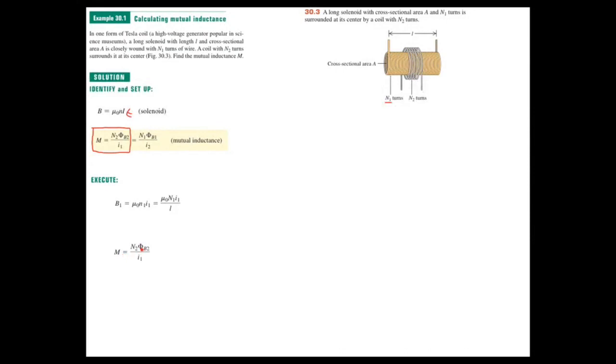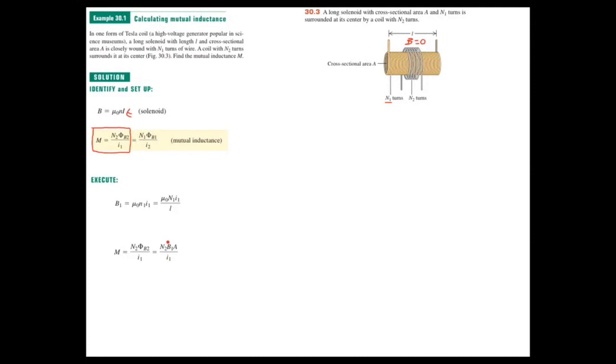The flux through one loop of this solenoid is simply this magnetic field times the cross-sectional area of N1. The reason we use the cross-sectional area of the long solenoid is that there's no magnetic field in between the two solenoids, because the magnetic field in the region outside the long solenoid is equal to 0.